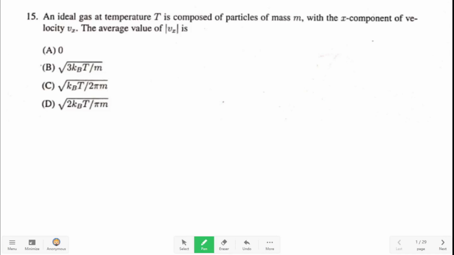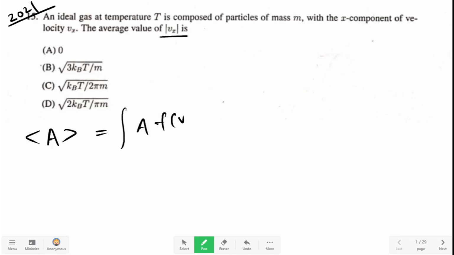In this video, let us solve a couple of questions from kinetic theory of gases. The first question is from JEST 2021. We have to calculate the average value of modulus of Vx. Average value of any quantity in kinetic theory of gases, let's say A, average value of A, is equal to integral A times f of V dV.